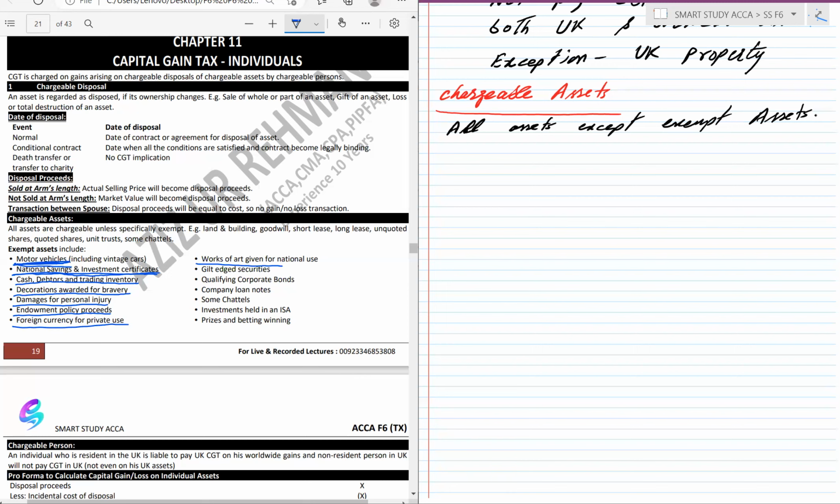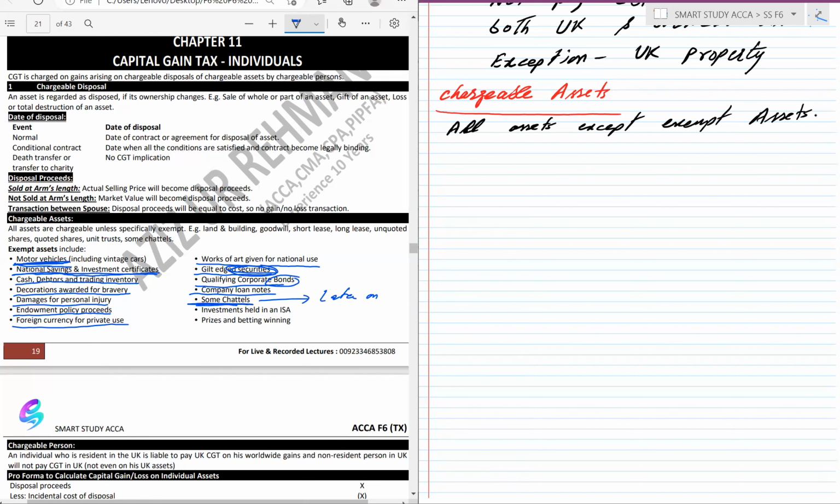Work of art for national use, for example, if you have prepared a portrait of national heroes, something like that, is totally exempt. Gilt-edged securities. Once again, this is basically a document just like loan notes, debentures, totally exempt. Qualifying corporate bonds, totally exempt. Loan notes are totally exempt. Some chattels. Chattel is basically a detailed topic. We will cover it later on in this chapter.